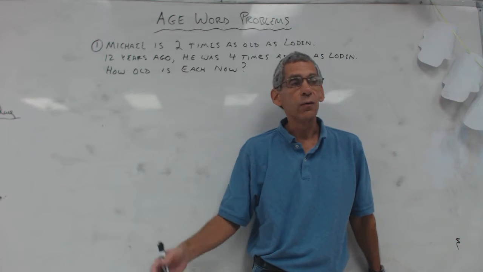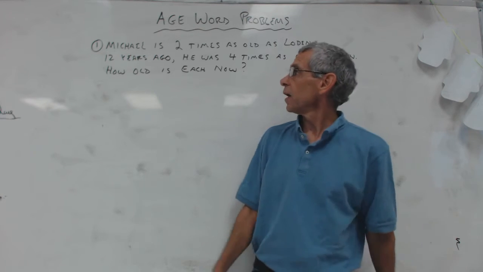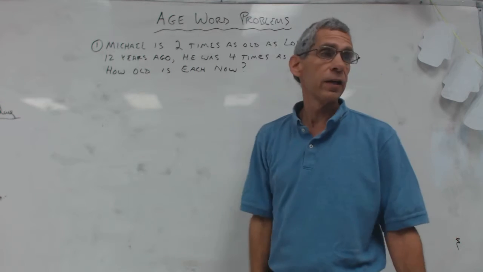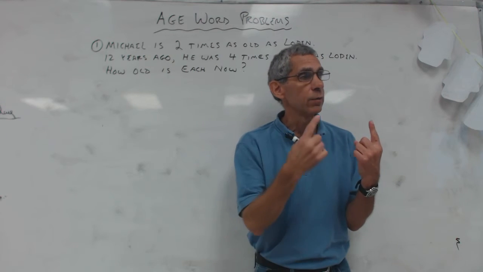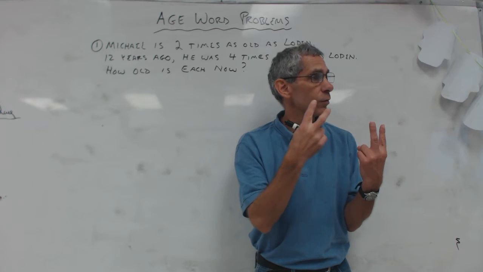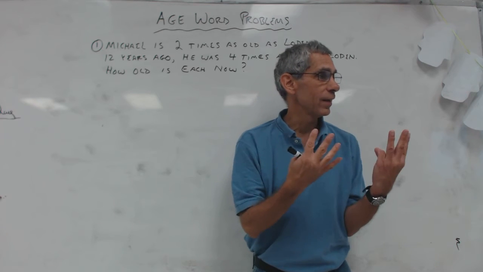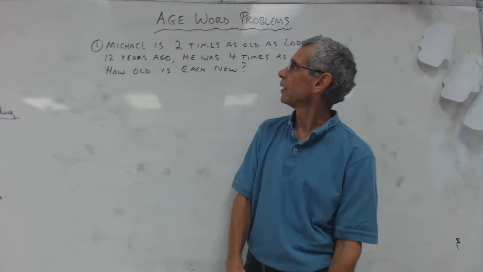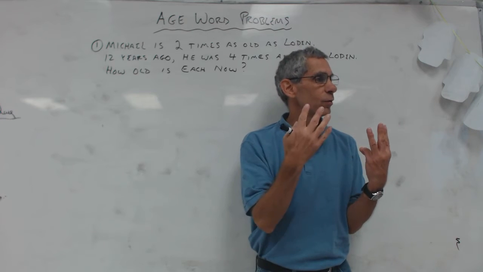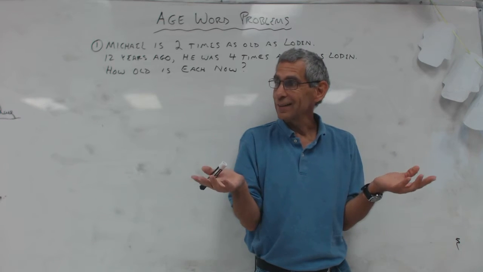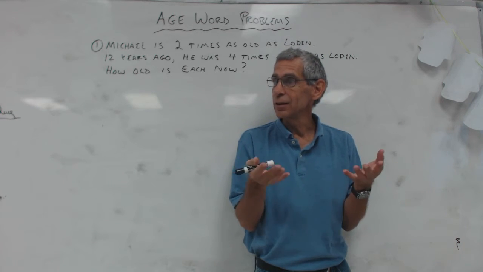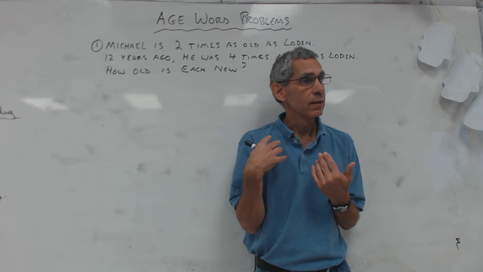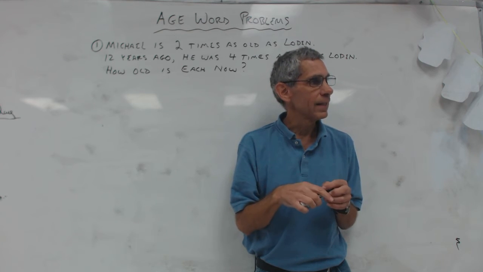But one way would be guess and check, right? I know Michael is 2 times as old as London. So if London is 1, Michael would be 2. If London is 2, Michael would be 4. If London was 3, Michael would be 6, right? So you could do the guess and check method. You could just keep guessing until you get the right answer, right? But that's not the easiest way.